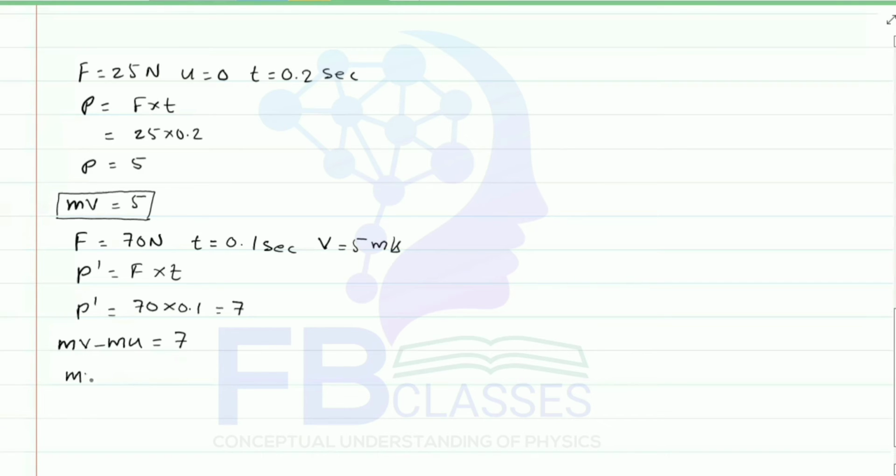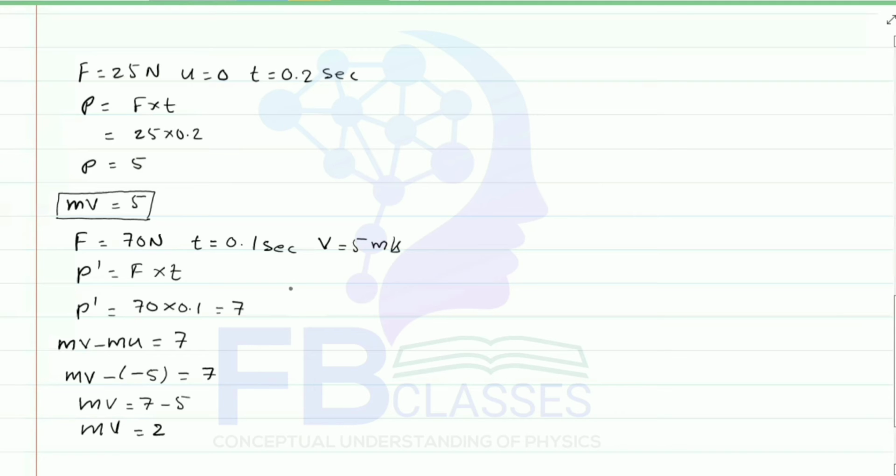Then mv is equal to, we can write, mv minus mu. The mu we already found as 5 in the first case, that is in the opposite direction, that's why we take it as minus 5, that is equal to 7. So mv is equal to 7 minus 5, so mv is equal to, in the second case, 2. Are you getting my point?